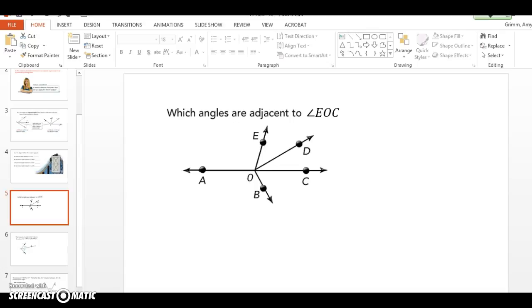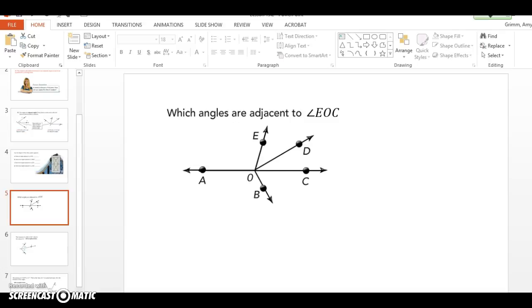Okay, so here's another one. I've given you a new picture. This says, which angles are adjacent to EOC? Take a minute and look at it. What do you think?